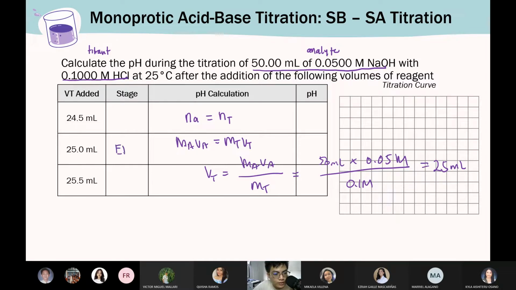So this is the equivalence point. Meaning, the 24.5 is pre, and the 35.5 is post. Okay? If it's short of the EP, that's pre. If it's over the EP, that's post.